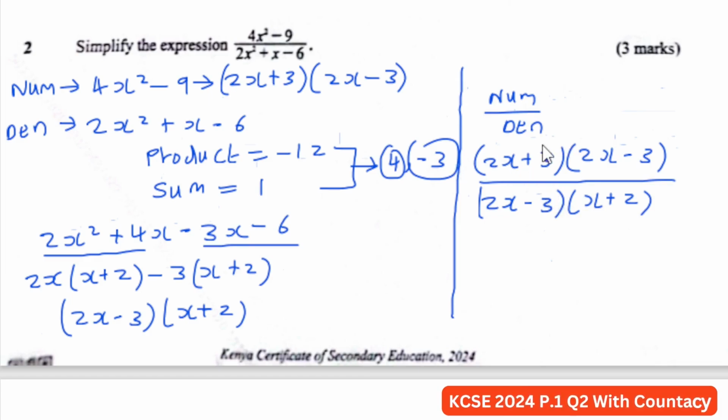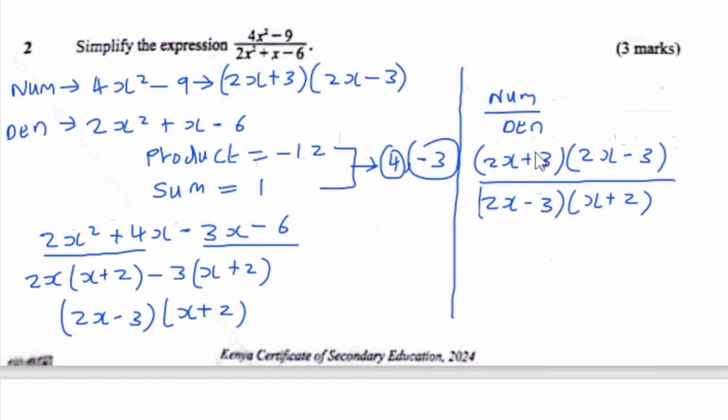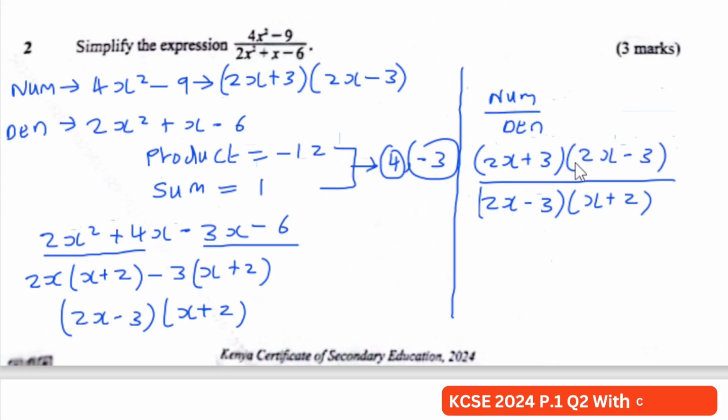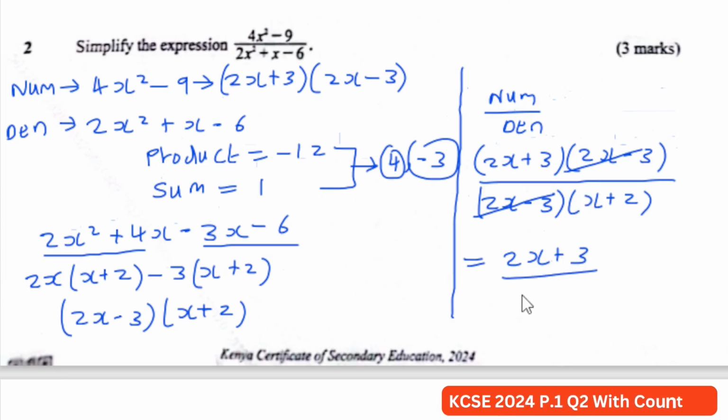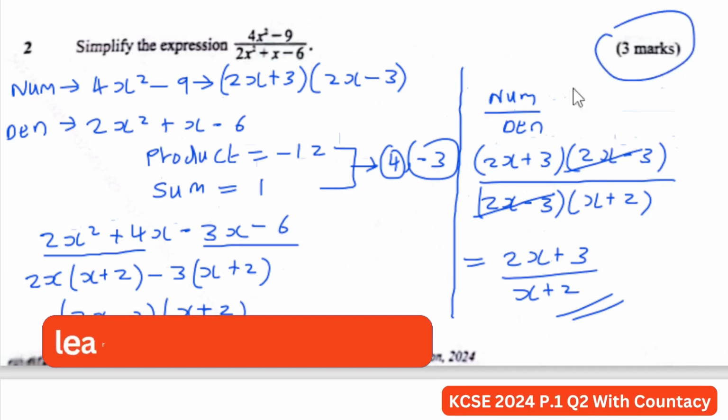Then we look at whether we've got any common terms here. Definitely we've got a common term there, which is 2x minus 3. We divide with it at the numerator and also at the denominator. Finally, what remains at the numerator is 2x plus 3, and at the denominator we remain with x plus 2. That was the required solution. If you are able to give that as a solution, you are supposed to get all your 3 marks.